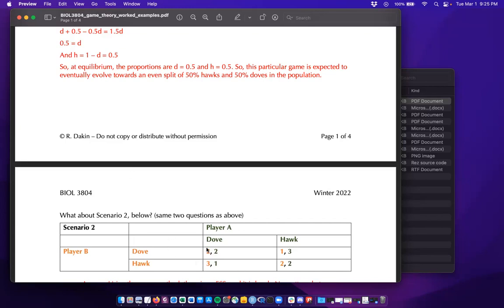Okay, perfect. It is tricky because you have to keep careful track. It's not hard, but it's tricky, right? So we could have asked the question in the flip way. We could have said, okay, let's be player B. If I'm player B and player A is playing dove, what should I do? I should play hawk. And if I'm player B and player A is playing hawk, what should I do? I should play hawk.